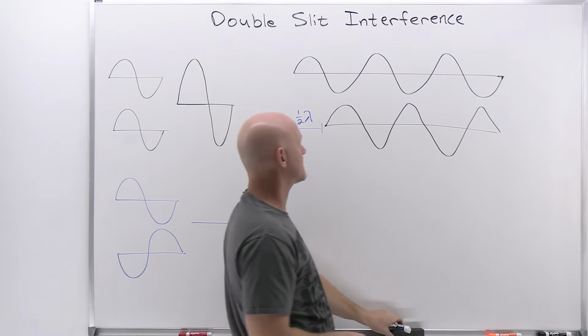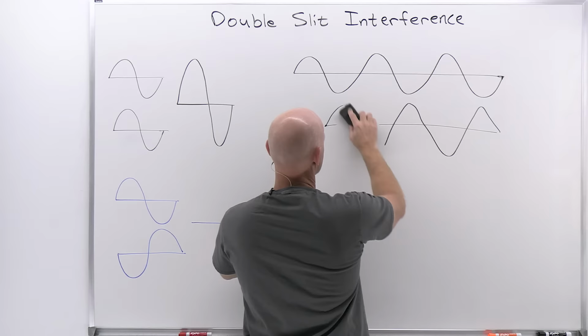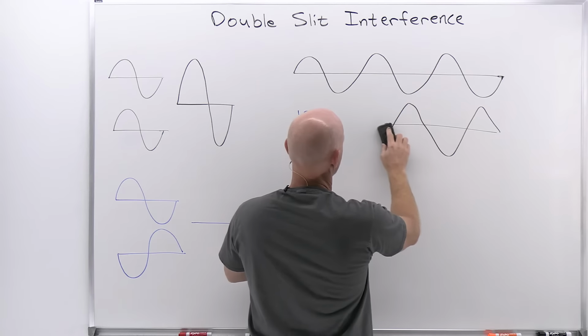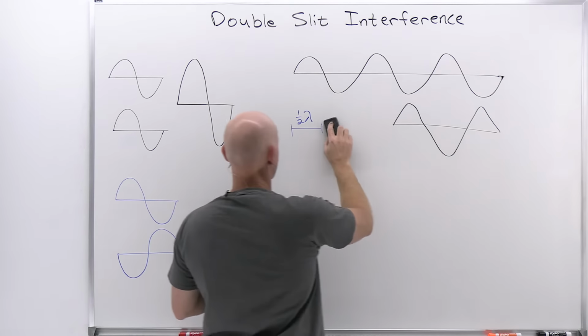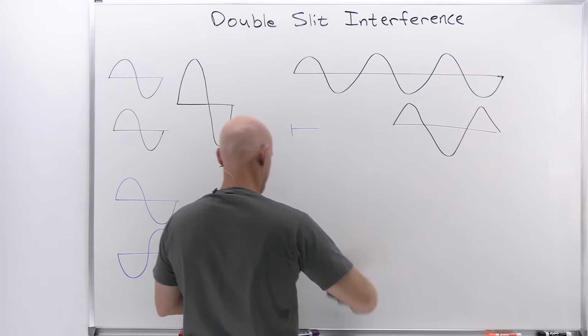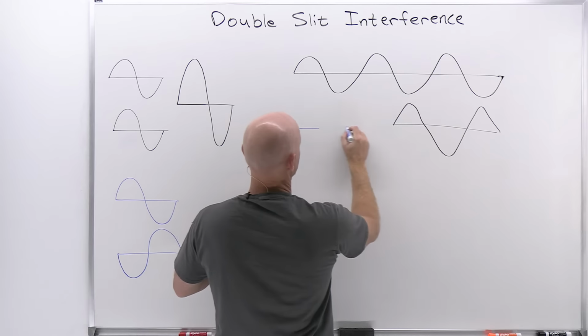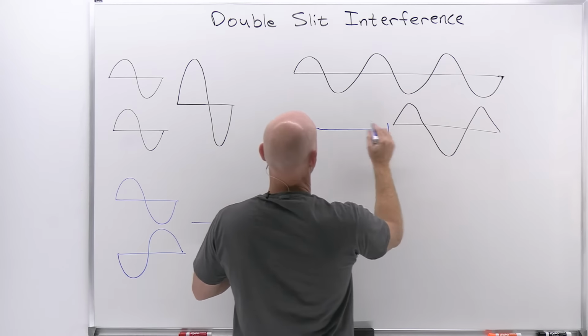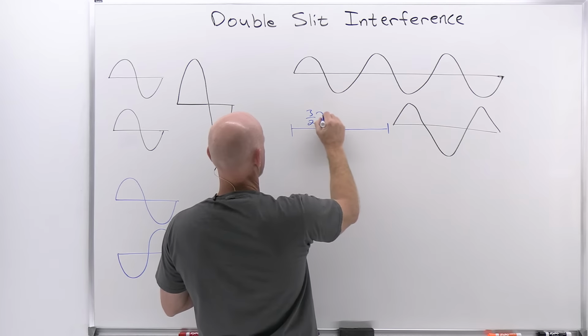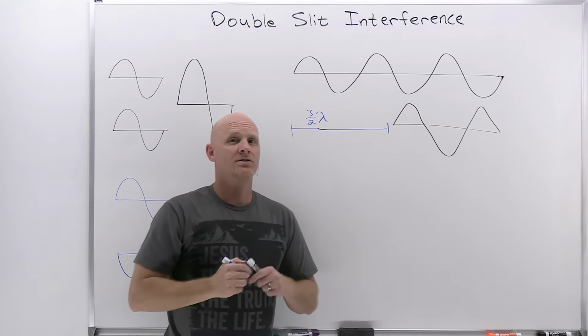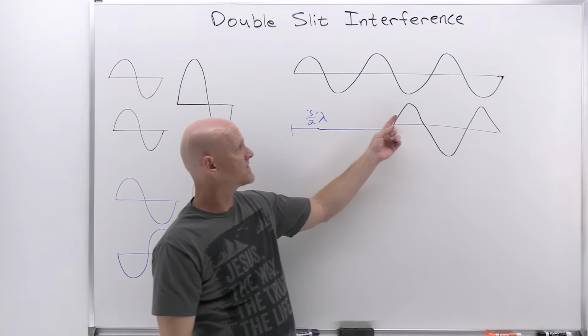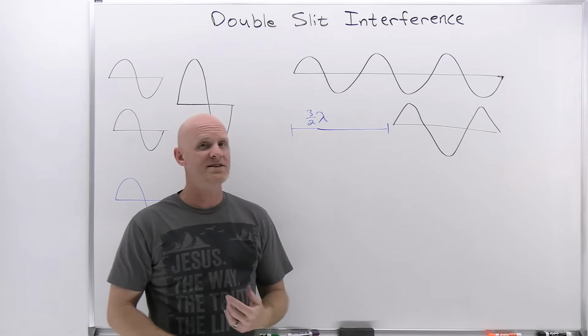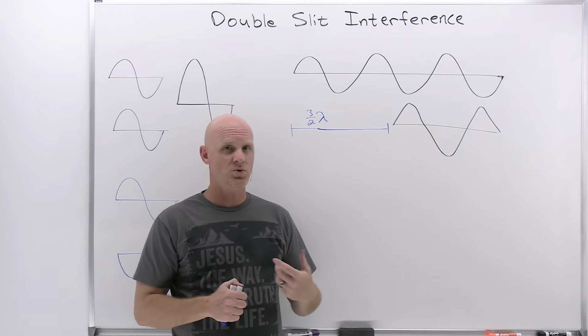And that's not the only place I could have started. I could have started at this location right here as well. And now instead of being half a wavelength off, it's now 1.5 wavelengths off, or 3/2 lambda. But the result is the same. We still have them exactly 180 degrees out of phase, and destructive interference is going to result.